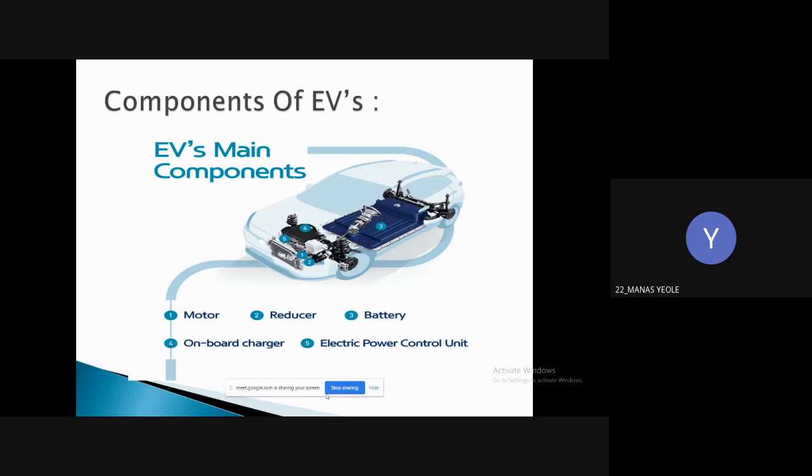Now last is the electric power control unit. The electric power control unit is an efficient integration of nearly all devices that control the flow of electric power in the vehicle. Further topics will be discussed by Udayan.